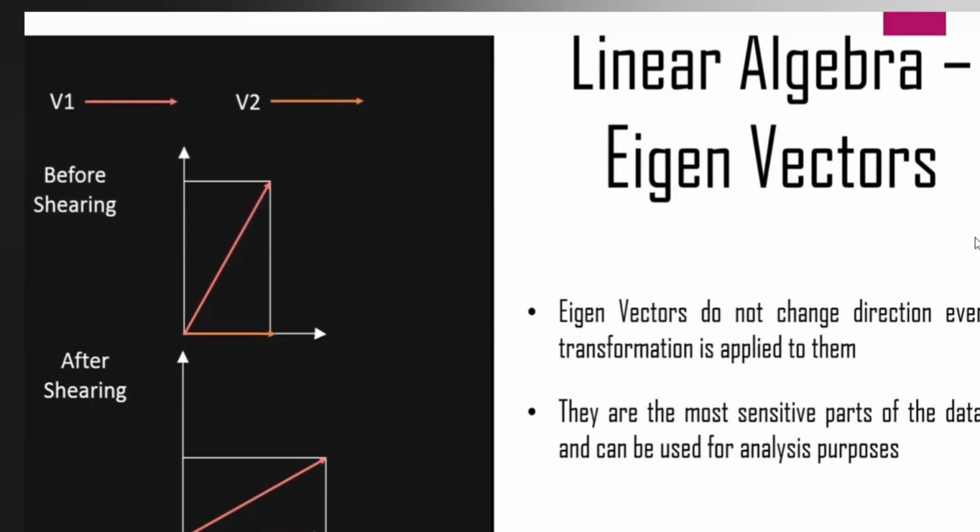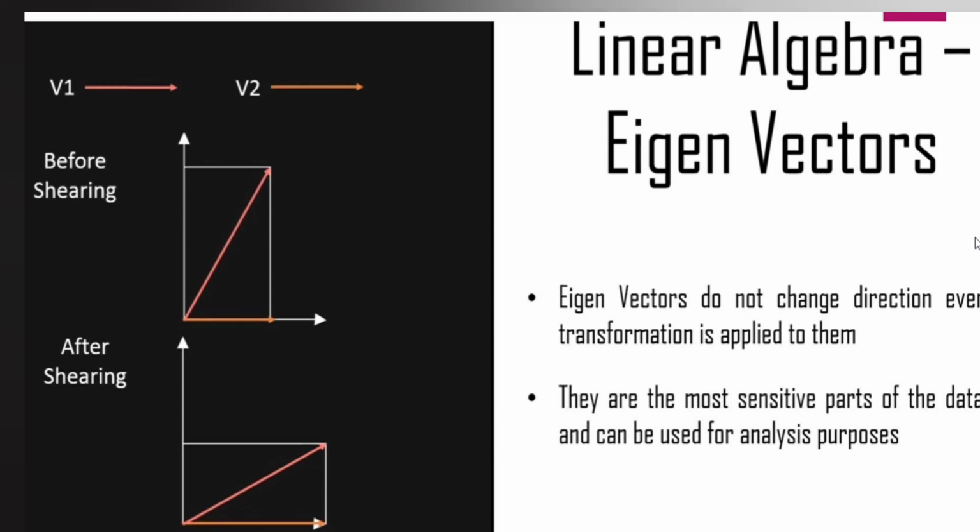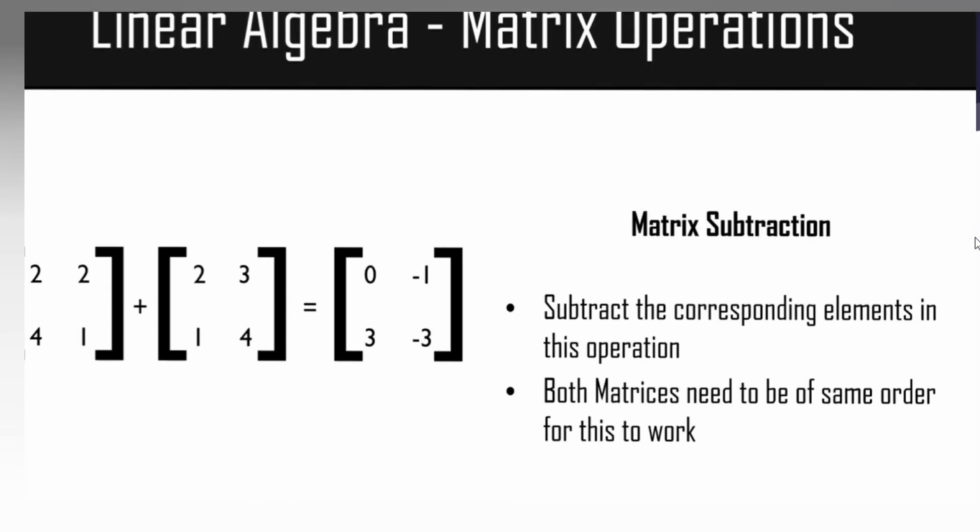The next thing is linear algebra eigenvectors. I already said what eigenvectors are: they do not change direction even when a transformation is applied. The direction is the same, but here it is shearing. It is moving in the same direction, before shearing and after shearing. They are the most sensitive parts of a dataset and are used in the analysis process.